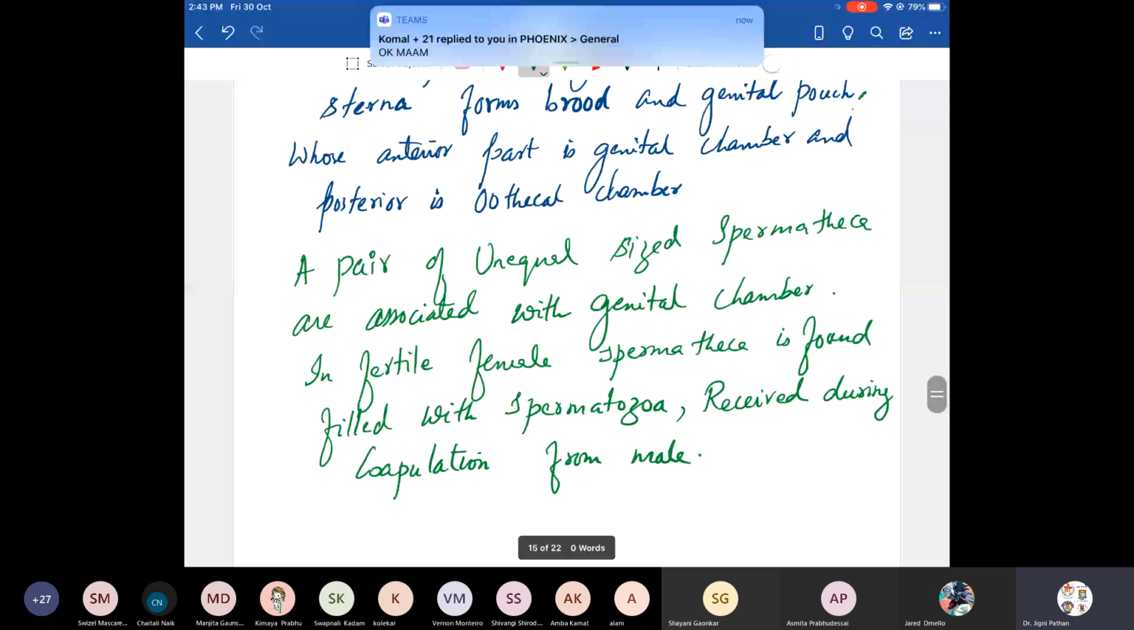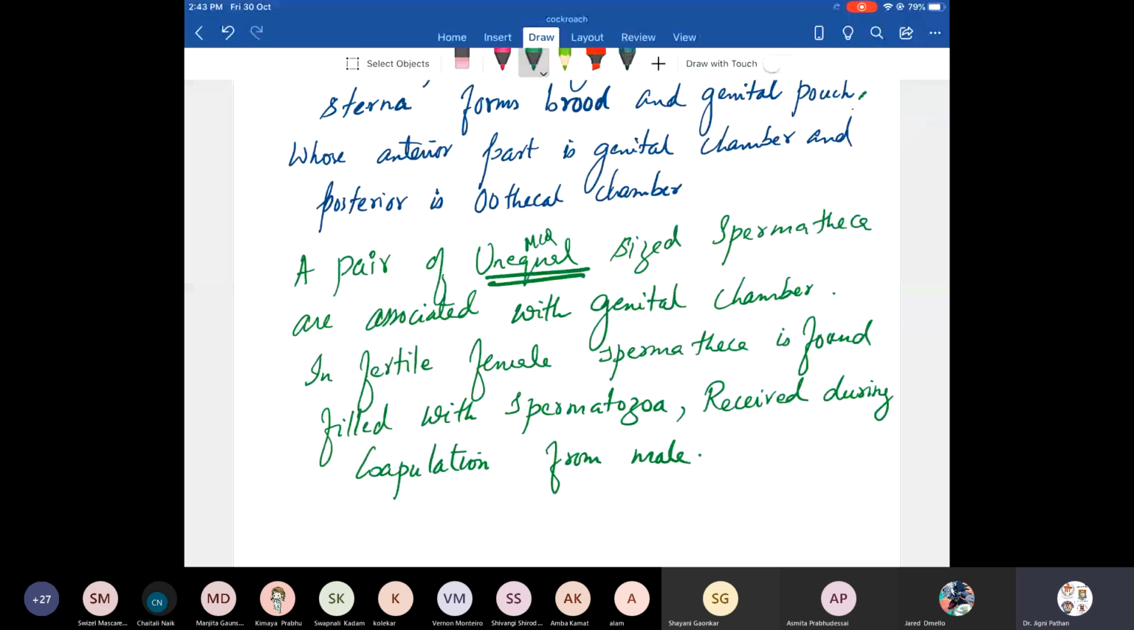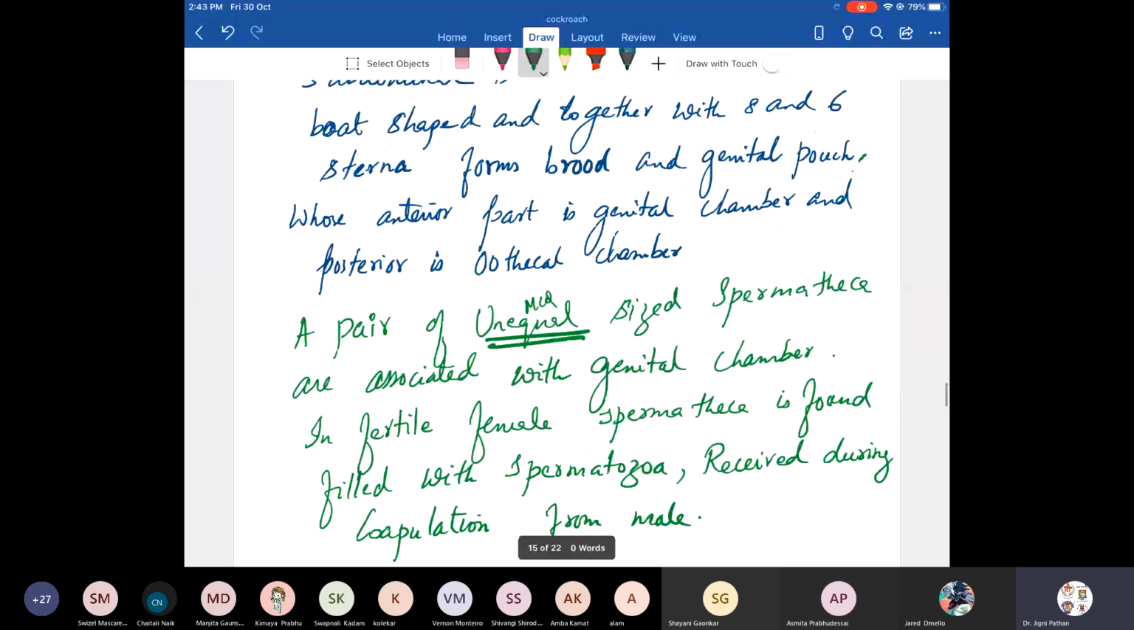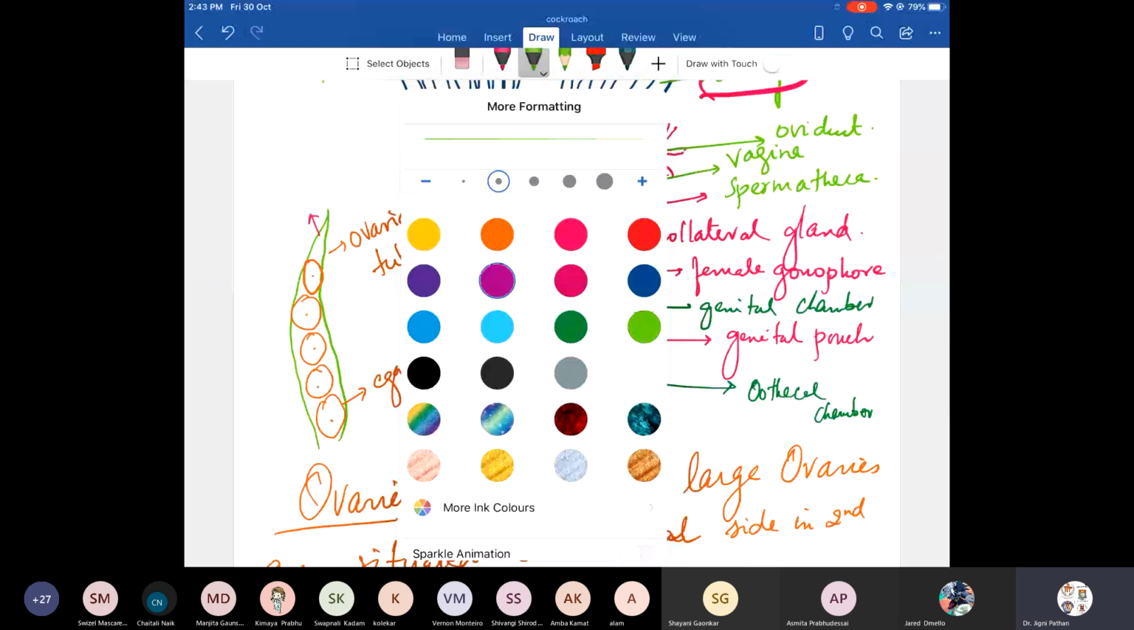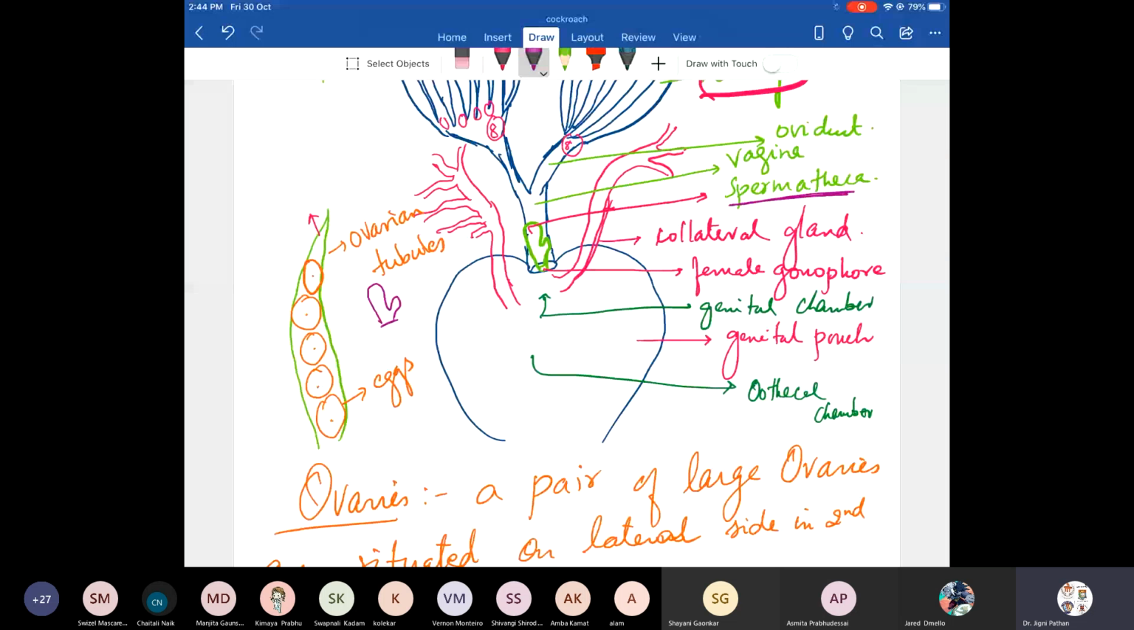very important for MCQ. A pair of unequal size spermatheca are associated with the genital chamber. What happened? You can see this green color. Yeah, you can see this. This is unequal. This is an unequal pouch that is present. This is called spermatheca. Can you see the unequal pouches? This one and this one, two pouches which are of unequal size.